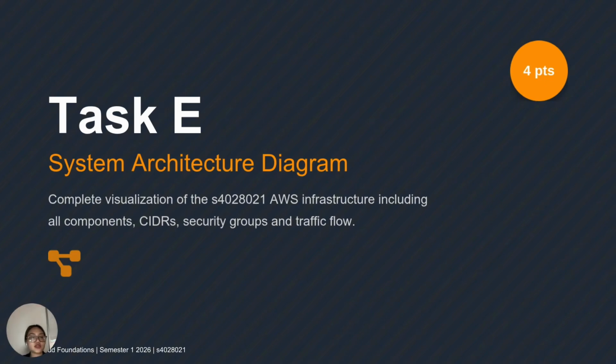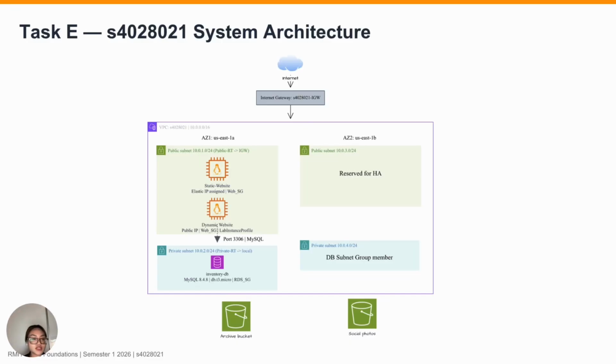And Test E is a system architecture diagram visualizing all infrastructure components, including CIDRs, security groups, route tables, and traffic flows. We can see right here the diagram shows the completed s4028021 infrastructure. Internet traffic flows through the Internet gateway to the VPC at 10.0.0.0/16, spanning two availability zones. So in AZ1, the public subnet at 10.0.1.0/24 contains both EC2 instances, the static website with widget, Elastic IP, and the dynamic website behind WebSG.